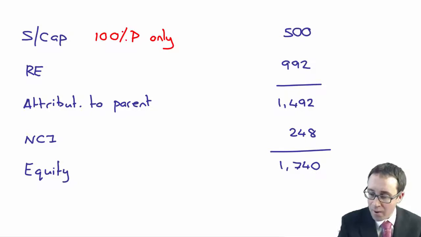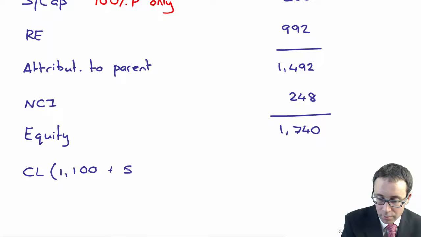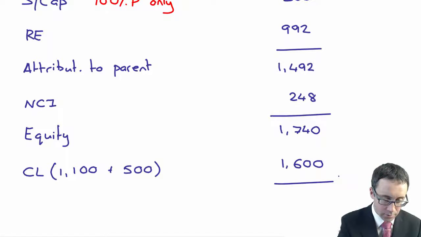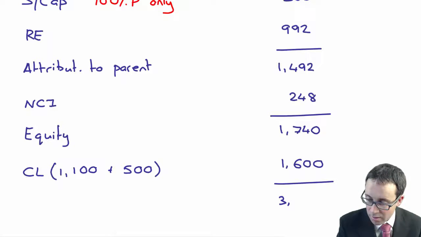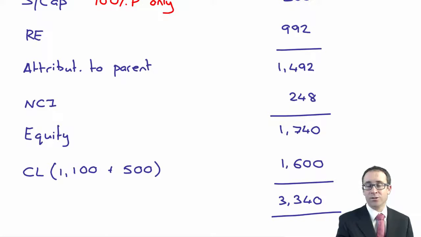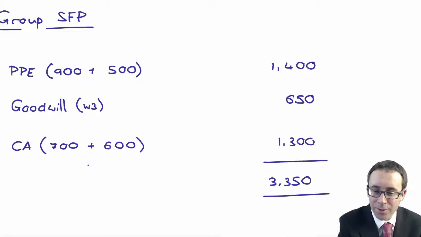Okay. Then what you've got, I think there is the current liabilities. Are they 1,100 plus 500? Is that 1,600? Which gives me 3,340. I'm scared to look. I can't remember. What have we got? That's the assets, or that's the equity and liability at the bottom. Oh no, because I know what I forgot to do. 3,350. It doesn't balance. Why? You're probably shouting at me.